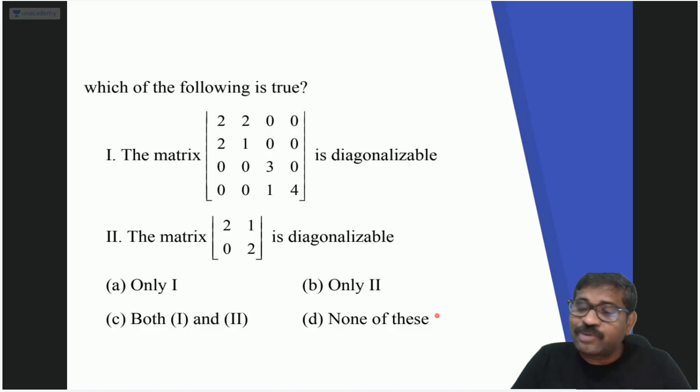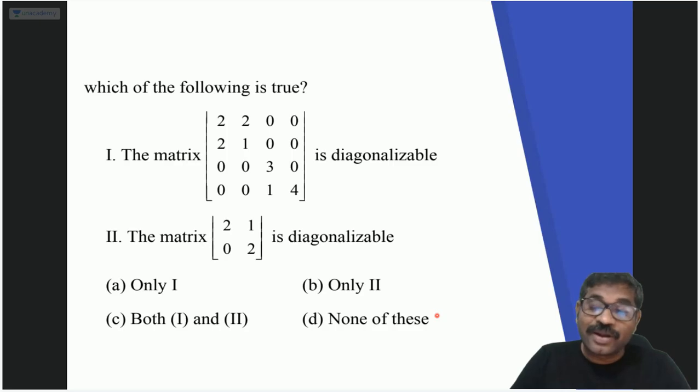Diagonalizable, I have not explained. But when a matrix is diagonalizable, I have explained. I have not explained the process of diagonalization. This problem is not depending on the process. The problem is designed so that you need not diagonalize. You have to check whether this matrix is diagonalizable or not. That concept I have explained.